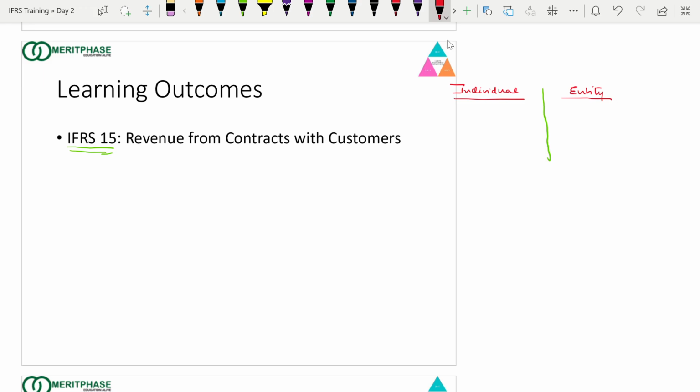Previously, there was IAS 18. If you remember, people who were involved with this called it IAS 18 revenue. Now, because there were so many complications, additions and adjustments, they came up with a standard, IFRS 15, Revenue from Contracts with Customers.